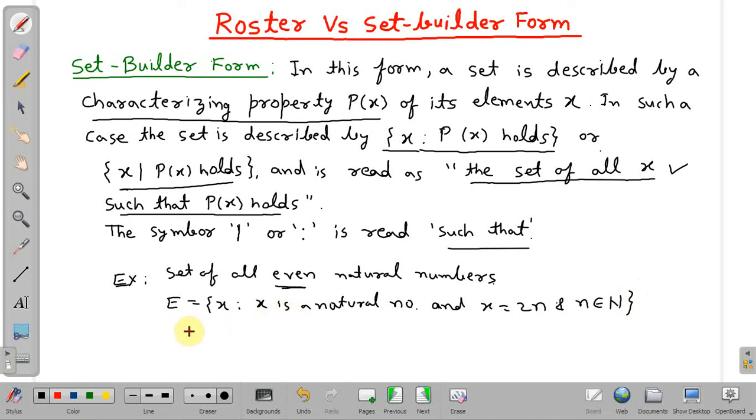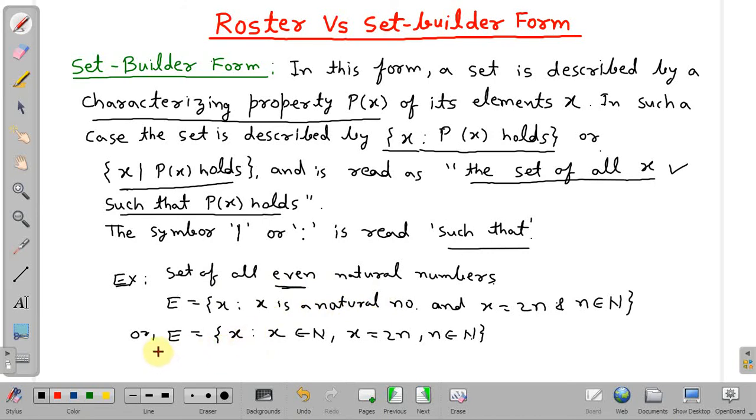Or we can write E equal to {x : x is an element of natural numbers, x equal to 2n}, because 2n is always even, and n is an element of natural numbers. So this is a complete definition of the set of all even natural numbers.